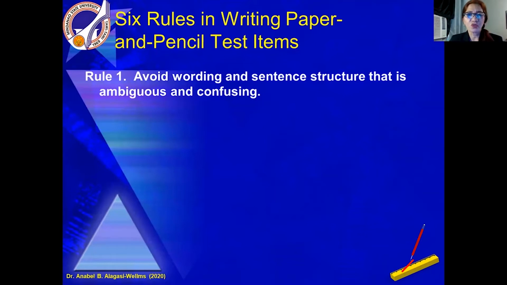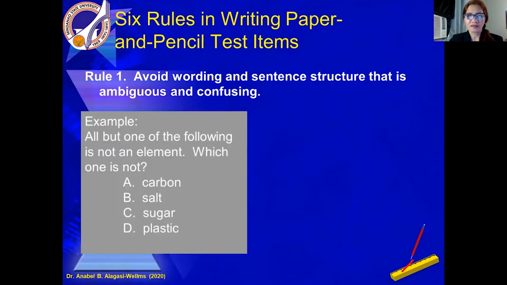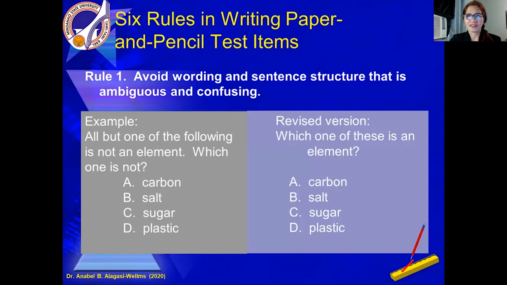Rule number 1, avoid wording and sentence structure that is ambiguous and confusing. Look at our example. All but one of the following is not an element. So confusing. Which one is not? Carbon, salt, sugar, plastic. See? If you're the one taking the test, you will be confused because of the sentence structure and the wording. Another example, the revised version is, which one of these is an element? See, that's better. Carbon, salt, sugar, or plastic. So avoid sentence structure that is confusing.